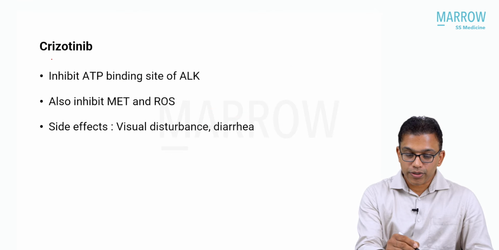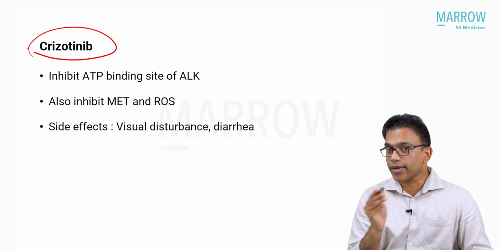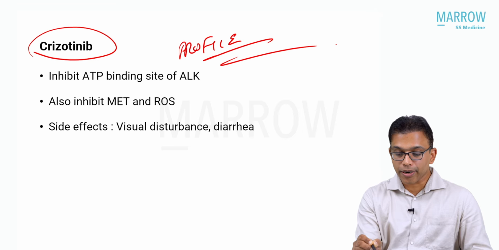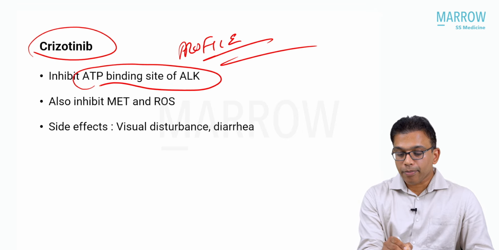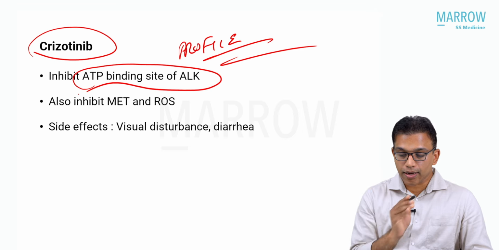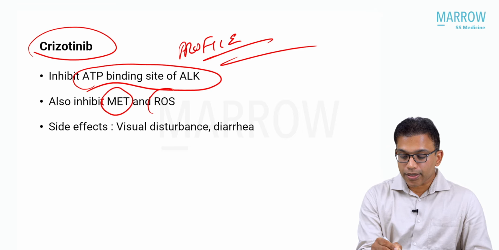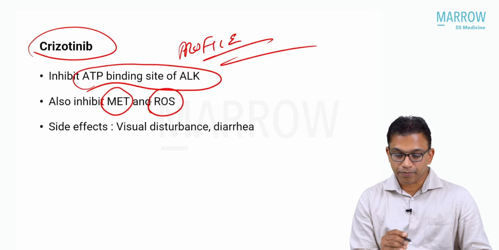So which drug is used there? If the patient has this mutation, it is crizotinib, which was the PROFILE trial. You need not remember it. It inhibits the ATP binding site of anaplastic lymphoma kinase, or ALK. In addition to ALK, it will inhibit MET as well as ROS mutation also.